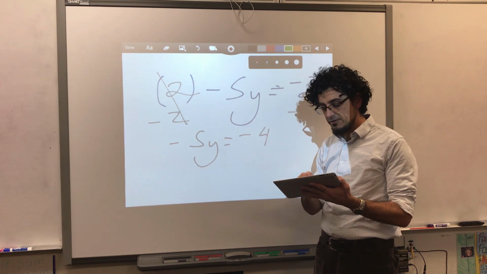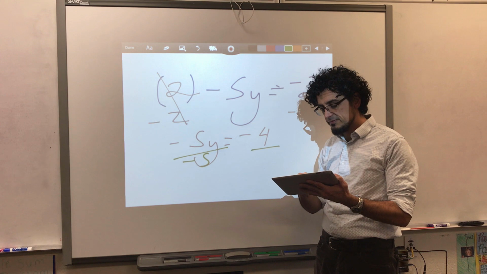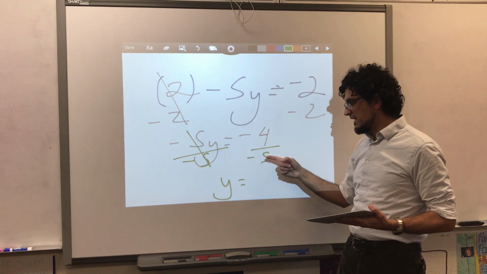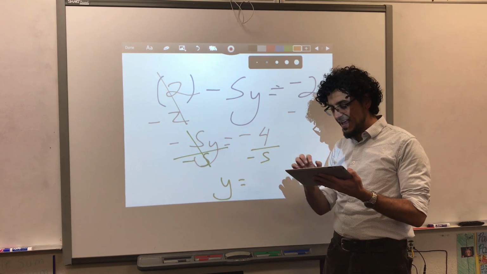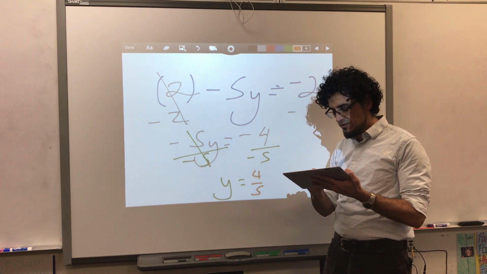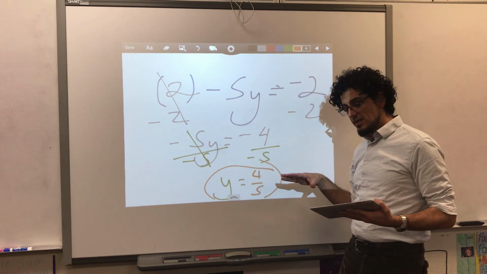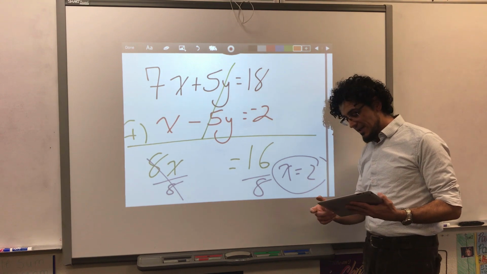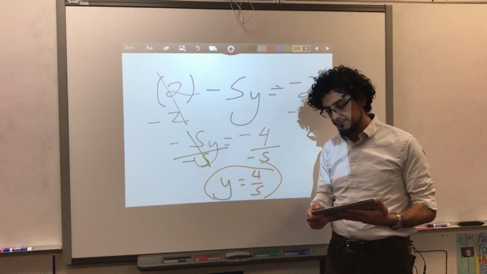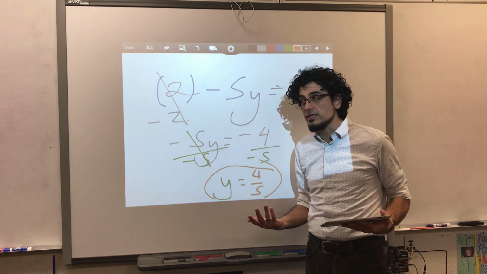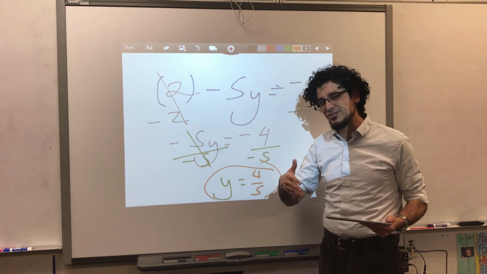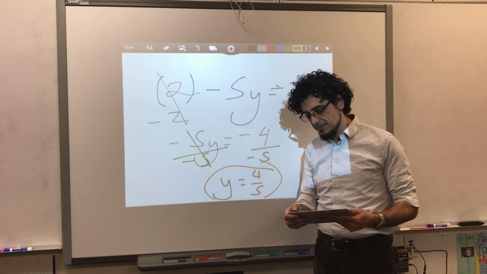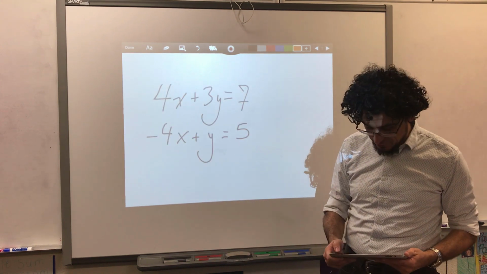To finalize this, I'm going to divide both sides by negative 5. This cancels out, and now I have a positive y. Negative 4 divided by negative 5 gives me a positive 4/5. So my y value is 4/5, and my x value was 2. We had an answer of x is 2 and y is equal to 4/5. Sometimes these answers are not whole integers, not a whole number all the time. Sometimes they are fractions. So here we go, let's continue on to another one.